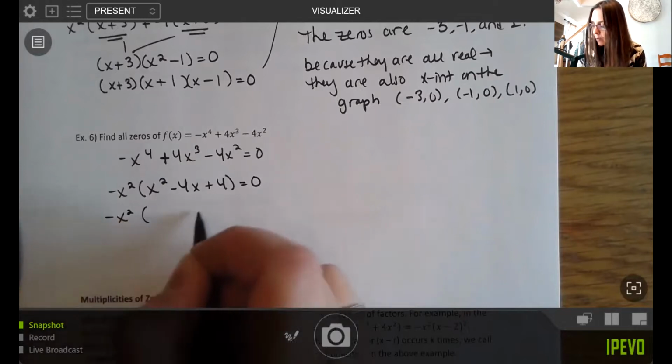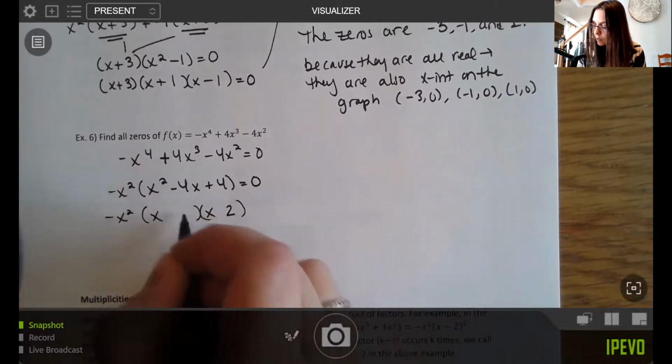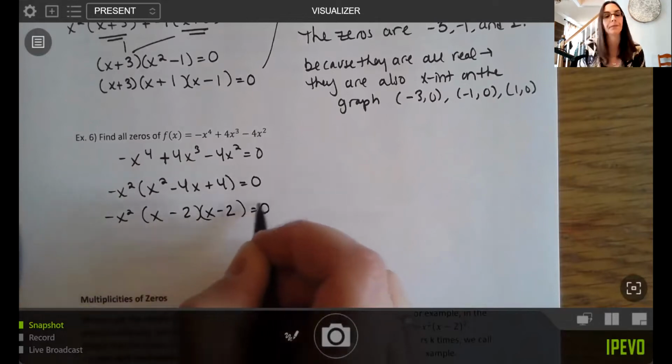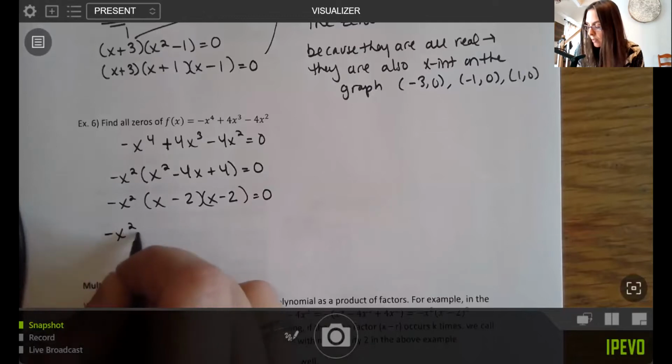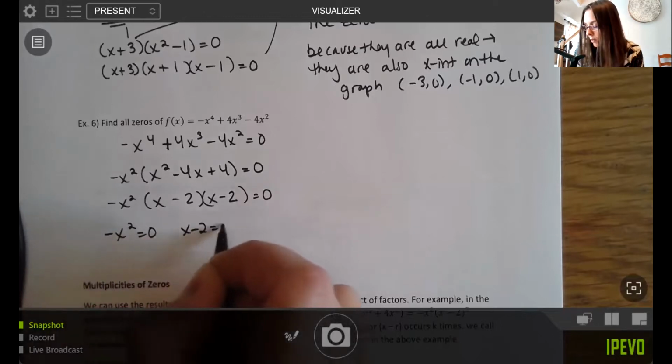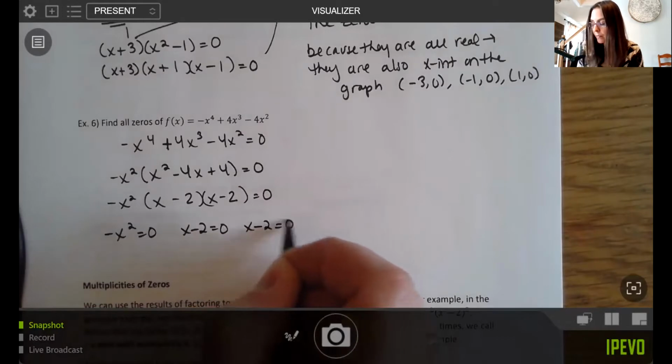And now you may notice that we can actually factor this. Let's see, 2 and 2. And now I'm going to set each factor equal to 0 and solve. So I have negative x squared equal to 0, x minus 2 equals 0, x minus 2 equals 0.